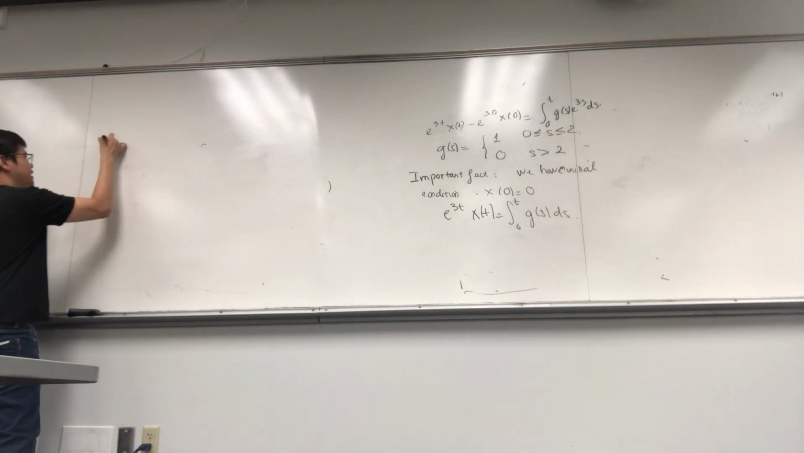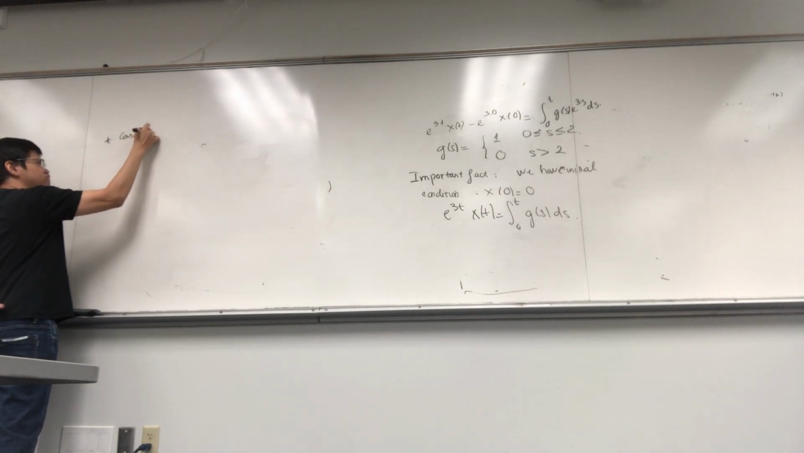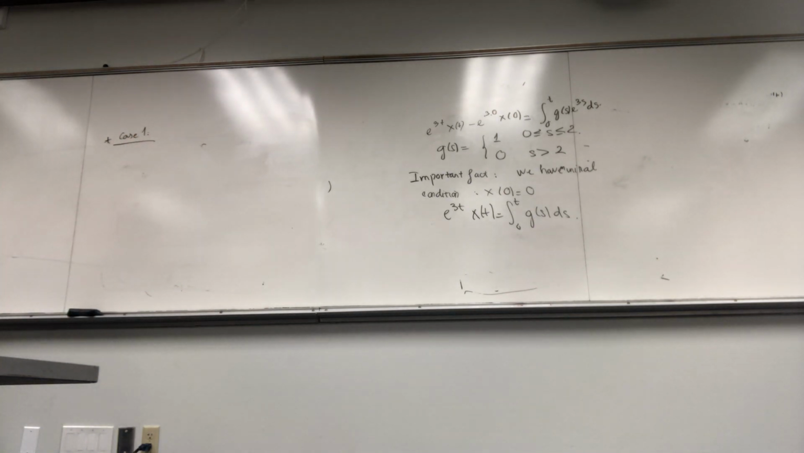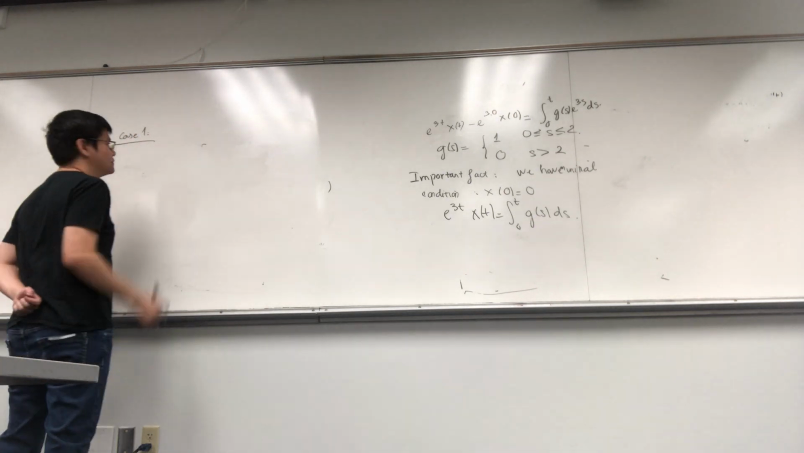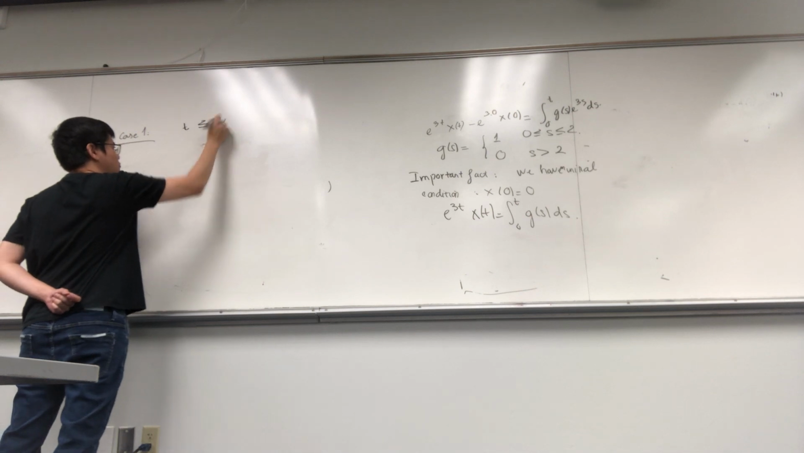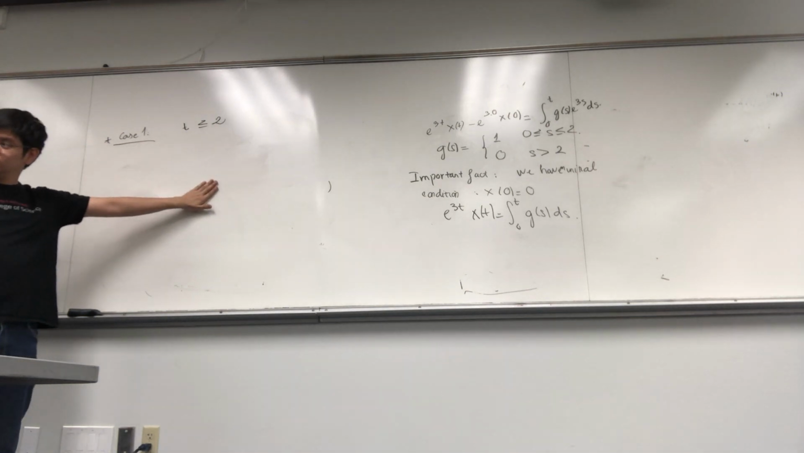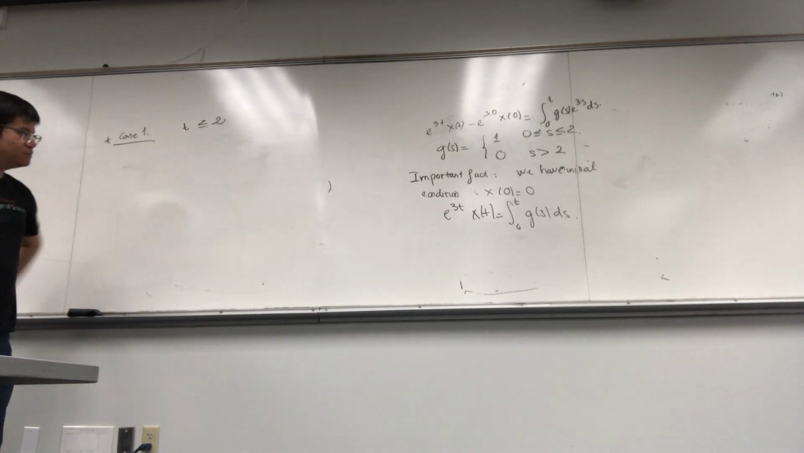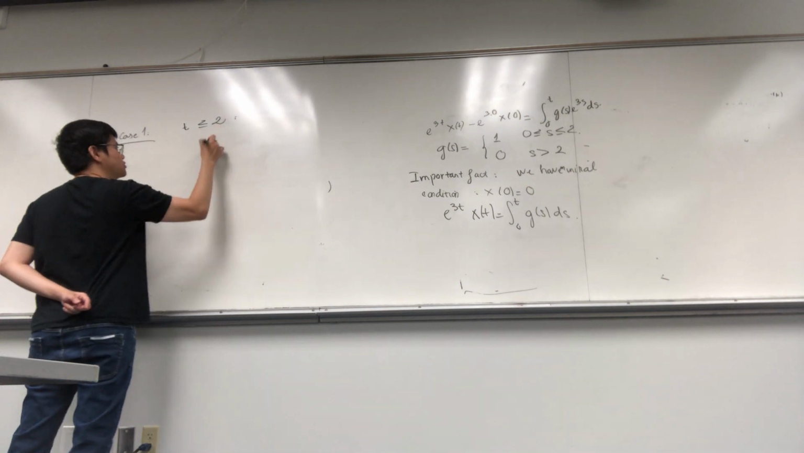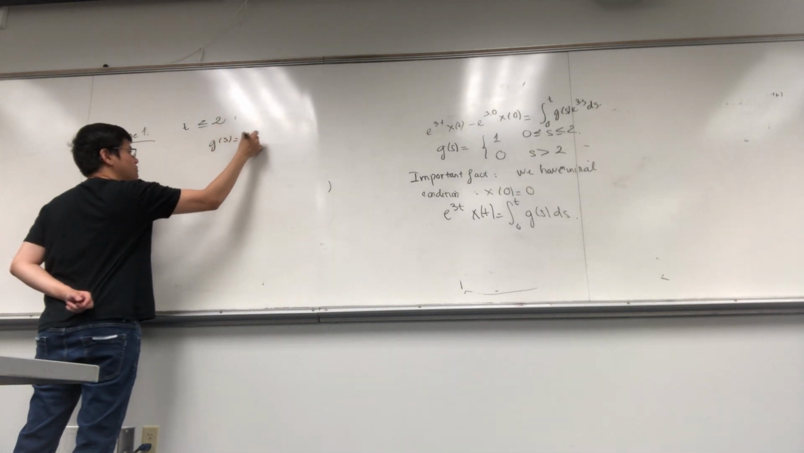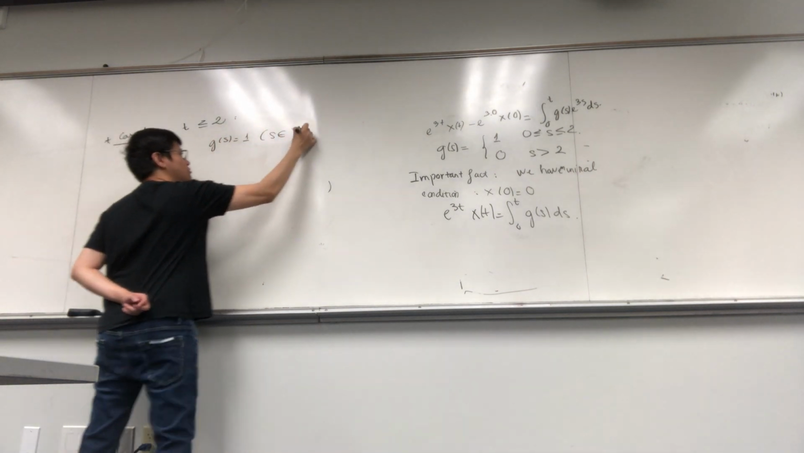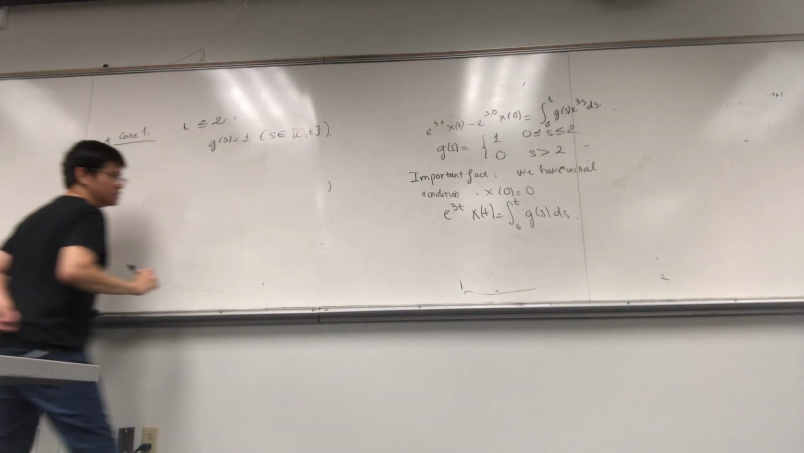So I consider three cases. Case number one, when t is smaller than or equal to 2. When t is smaller than 2, g(s) will be 1, because s is from 0 to t, right?